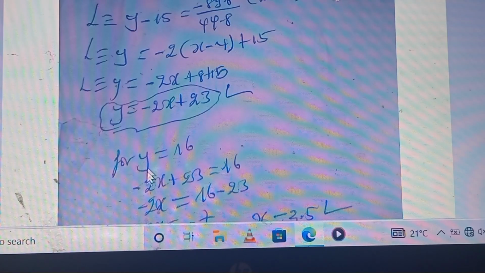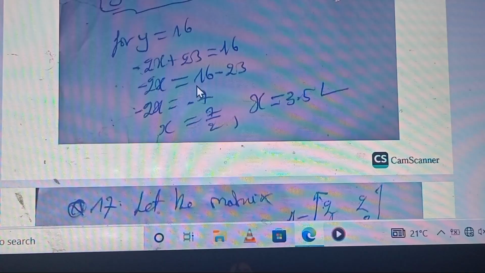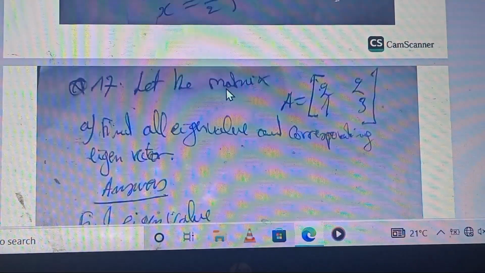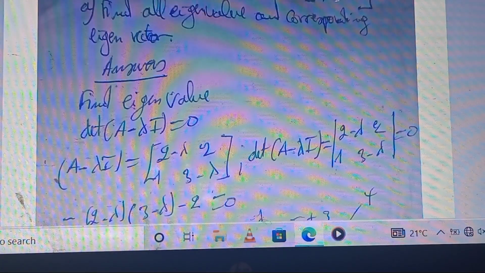Then for y equal to 16, you substitute the value of y by 16. Then you will get -2x equal to 16 minus 23. Then you will get -2x is equal to -7. X then is equal to 7 over 2. Then x is equal to 3.5. Yes. That is 15 marks. So let me continue with question number 17.